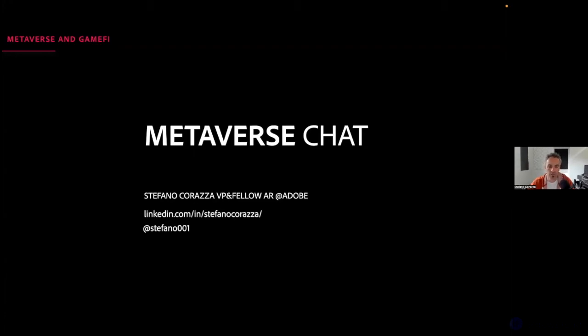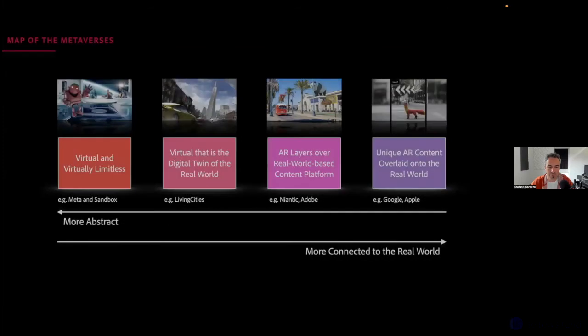And so on the Metaverse buzz, we have done a lot of work at Adobe to help people figure out what this is. One way to look at a map of the metaverses is basically by what level of abstraction and how connected to the world they are. If you go all the way to the right, you have the current Google and Apple Maps, where they already have some augmented reality that is useful for wayfinding and that kind of stuff, and is just a one-to-one correspondence with the real world. And then you have the opposite extreme, where it's completely virtual and virtually limitless, like what you can find in Meta and Sandbox.